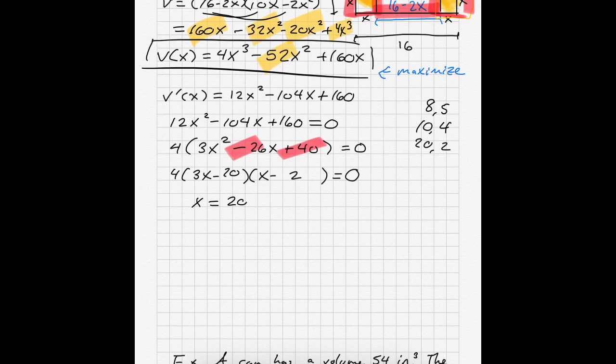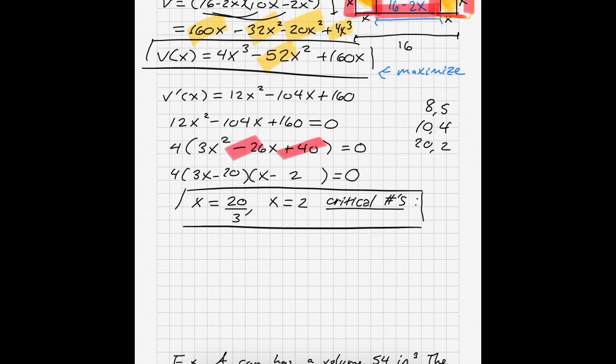Okay, so then what are my x values? 20 over 3 and 2. So these are my critical numbers then. Now my goal was to maximize. So let me think about these numbers for a minute.